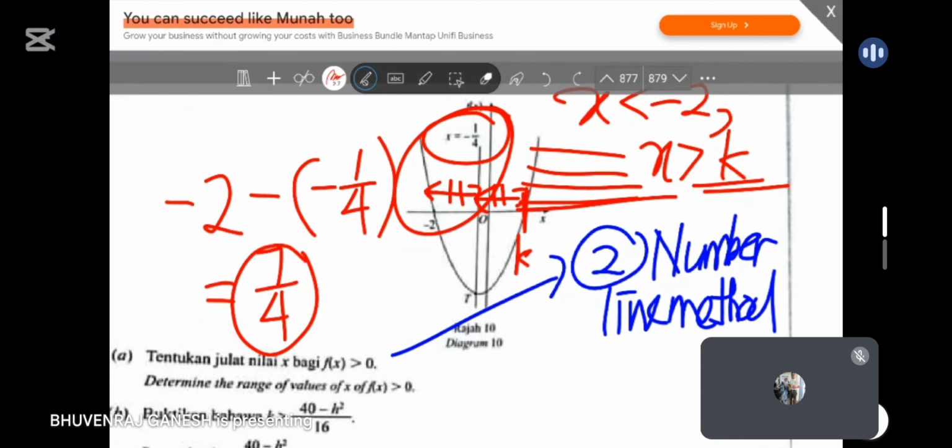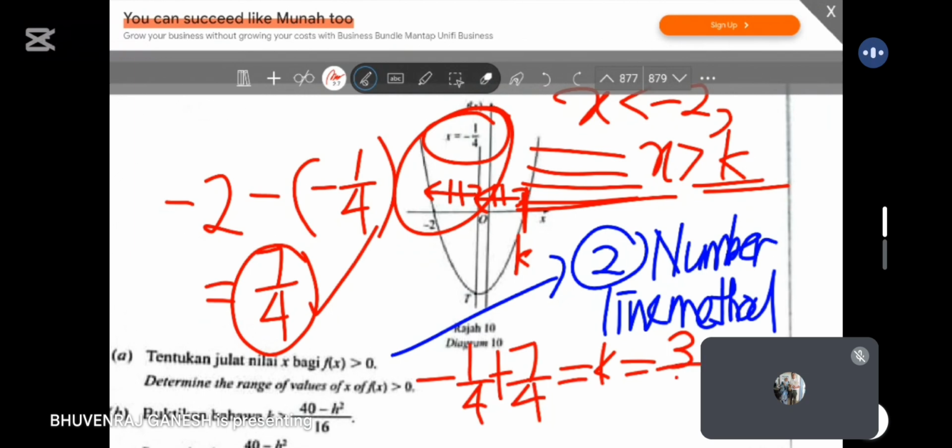So if 7 over 4 distance on the left-hand side means right-hand side, the distance should also be 7 over 4. Kiri dan kanan kena sama jarak. Okay, so you just take negative 1 over 4 plus 7 over 4. You should get your k value. Ini sama dengan nilai k, yaitu sama dengan 3 per 2. The answer is 3 over 2.